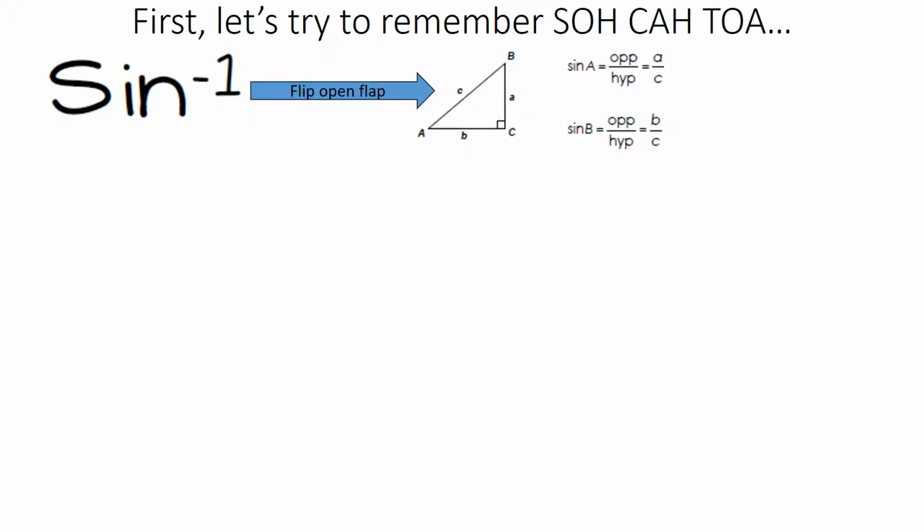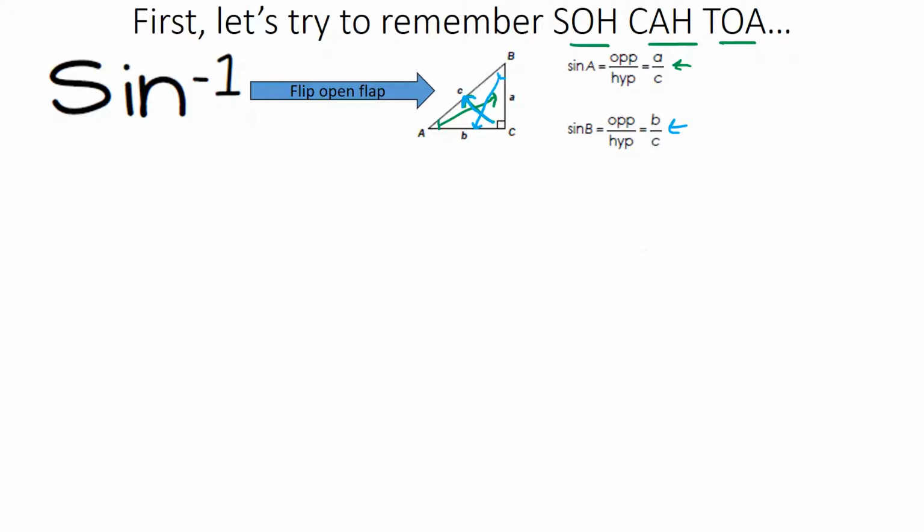Okay, let's remember SOHCAHTOA and what those letters mean for us. If you flip open your foldable, sine means opposite over hypotenuse. The opposite of angle A would be side length A, and the hypotenuse is C, so A over C would be that ratio. For sine of B, the opposite of angle B is side length B, and the hypotenuse is again C, so it would be B over C. We're still going to use these ratios to help us solve sine inverse, but it's going to look a little bit different when we're solving. Similar ratios, different way to solve.